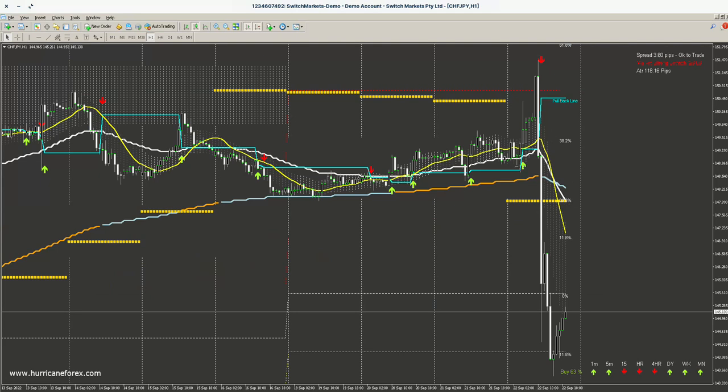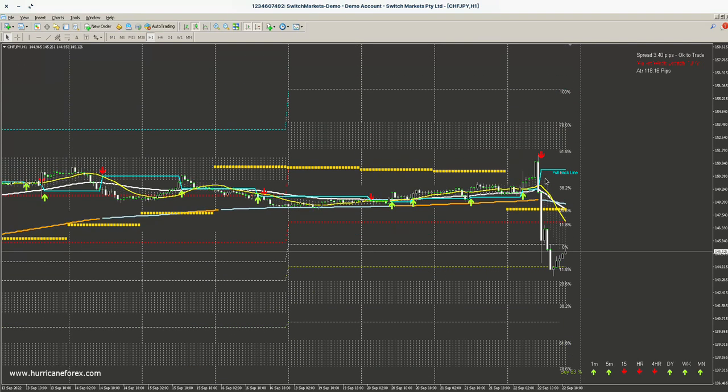We had this big rally up here, and you can see that it's given us a signal here on this candle and the second candle in. So you'd wait for the news. This is the way I trade news.